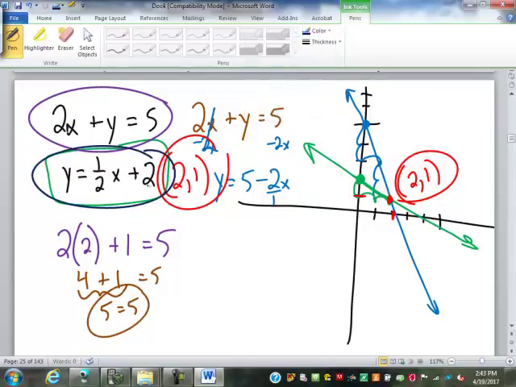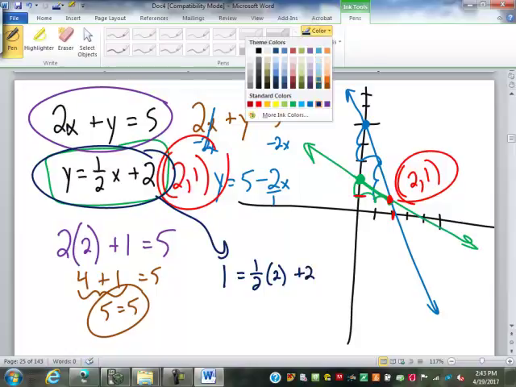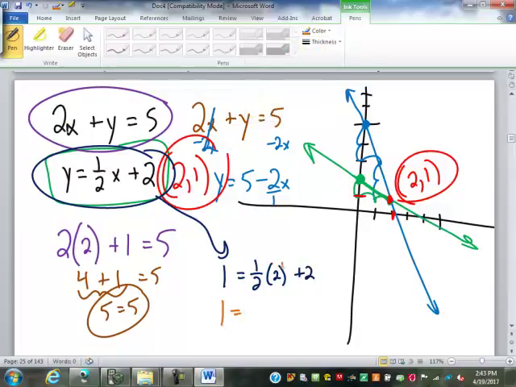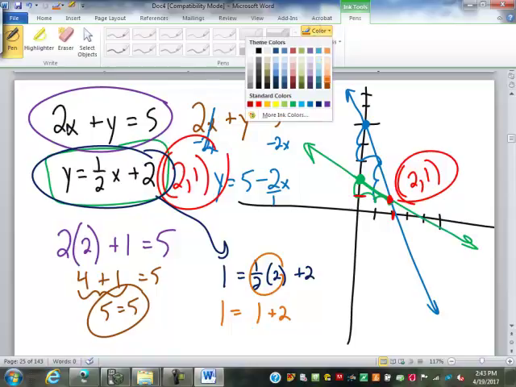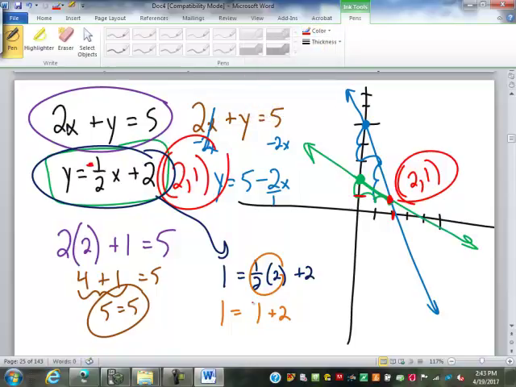Let's look at the bottom equation. So I put in 1 for y, 2 for x. 1/2 times 2 is 1. Plus 2 is 3. Something went wrong there. Oh, I graphed it wrong. That should have been a negative 1/2.